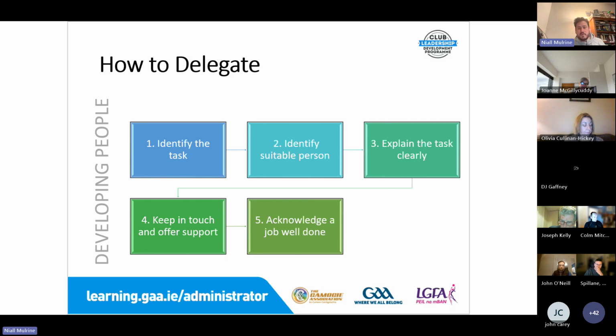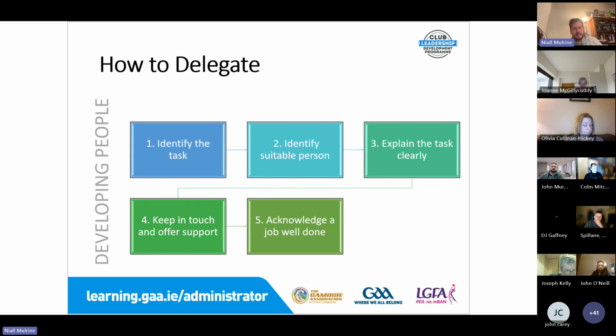And somebody, I think it was John Murphy, put it into the chat there, but make sure you check up. When you delegate, there's no point standing over somebody's shoulder to make sure they do that, but you do have to keep in touch. You check in with them, you offer support, you see how things are going.